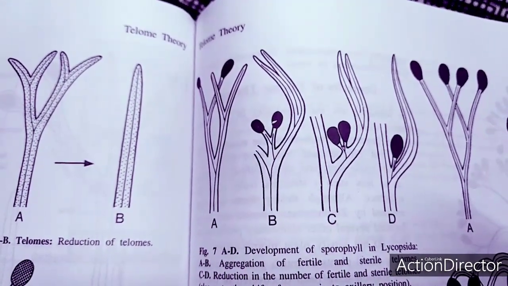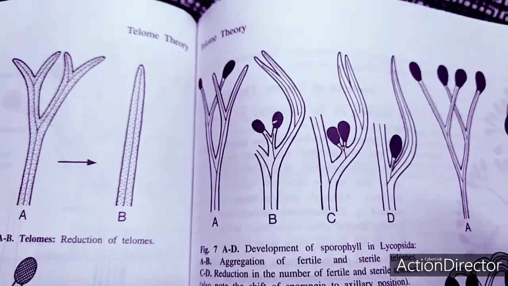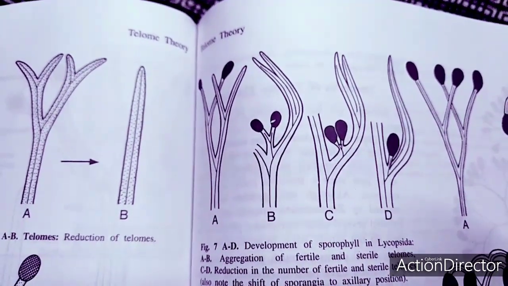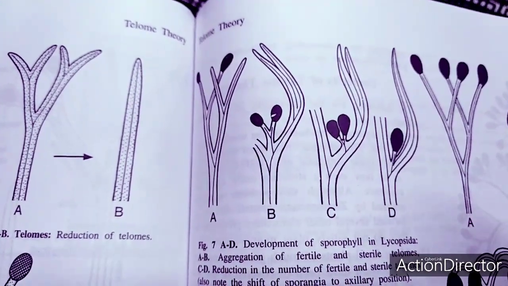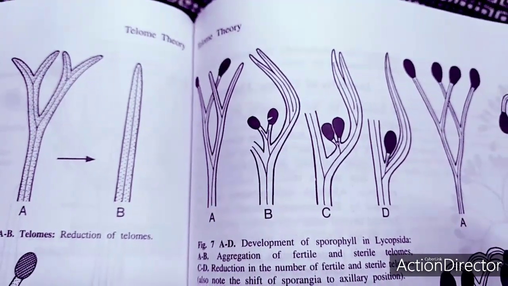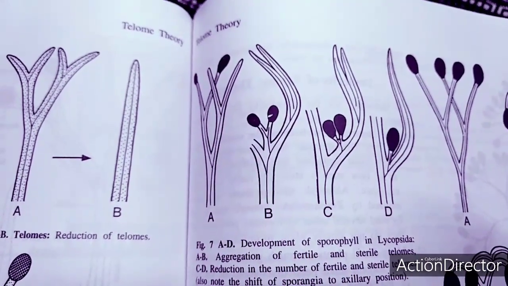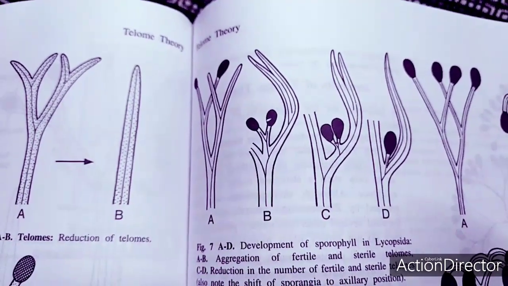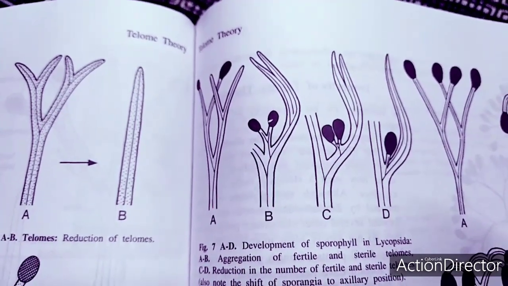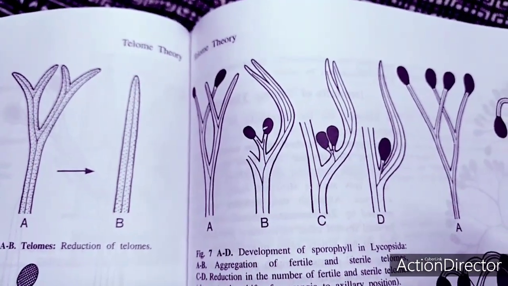Lycopsids are characterized by the presence of axillary sporangia. According to Zimmermann, in the first process the aggregation of sterile and fertile telomes has taken place. Then in the second process, a reduction in the number of telomes as well as mesomes is recognized. In the third, a reduction in the number of sporangia has also been recognized. The diagram clearly shows the aggregation of sterile as well as fertile branches. Then the telomes fuse, with a reduction in the number of fertile as well as sterile telomes. Then the sporangia shift into the axillary position. So this is the development of the sporophyll in the Lycopsida.